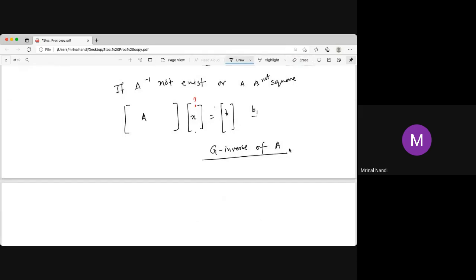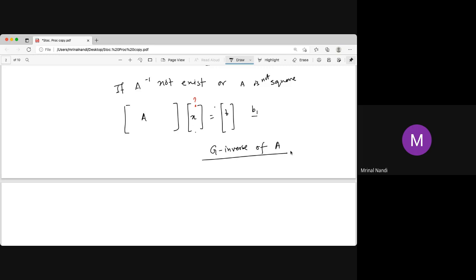Now the interesting thing is, this G inverse always exists for every A, even for the null matrix. The G inverse of the null matrix exists. The G inverse of every matrix exists, whether it is square or non-square, non-singular or singular, whatever. The G inverse always exists for every matrix, even for the null matrix. And the obvious thing is this: if A inverse exists, then G inverse is equal to A inverse.